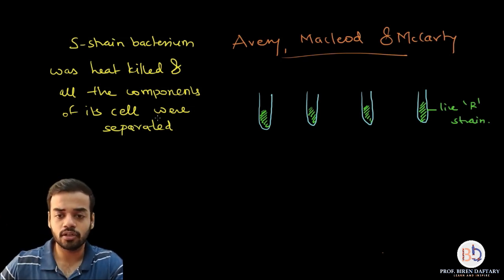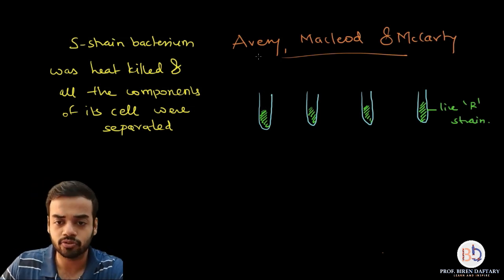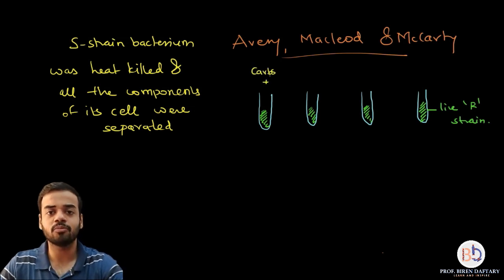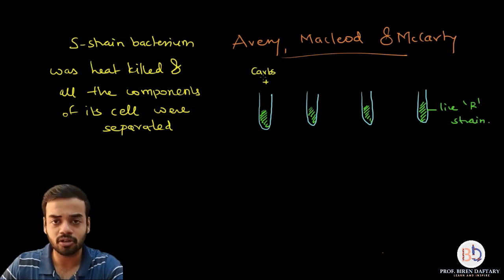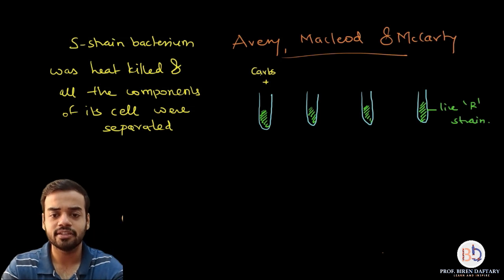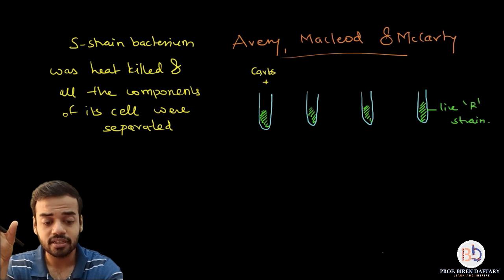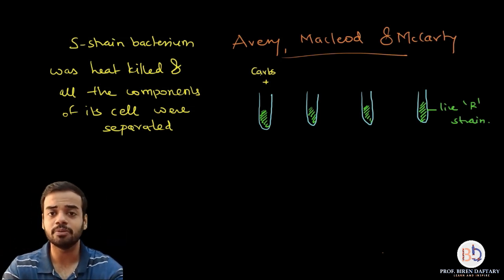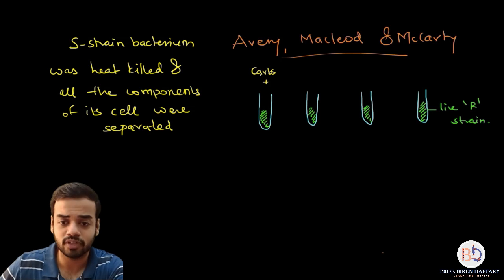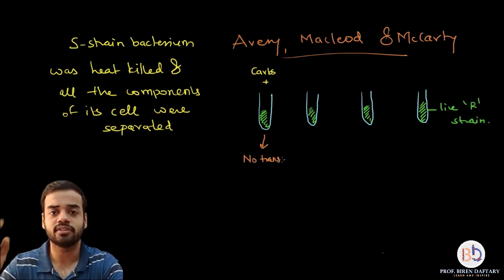Okay, so first of all, say for example in first test tube they added carbohydrates. Okay, so I'm going to write down carbohydrates plus. Now these carbohydrates are obviously from the S strain. Please remember, now whatever I'm going to add, that is going to come from the S strain. What happened when carbohydrates were mixed with the living R strain? Did anything happen? Obviously nothing happened, because transformation doesn't occur because of carbs. So what they observed was R strain did not transform into S strain.